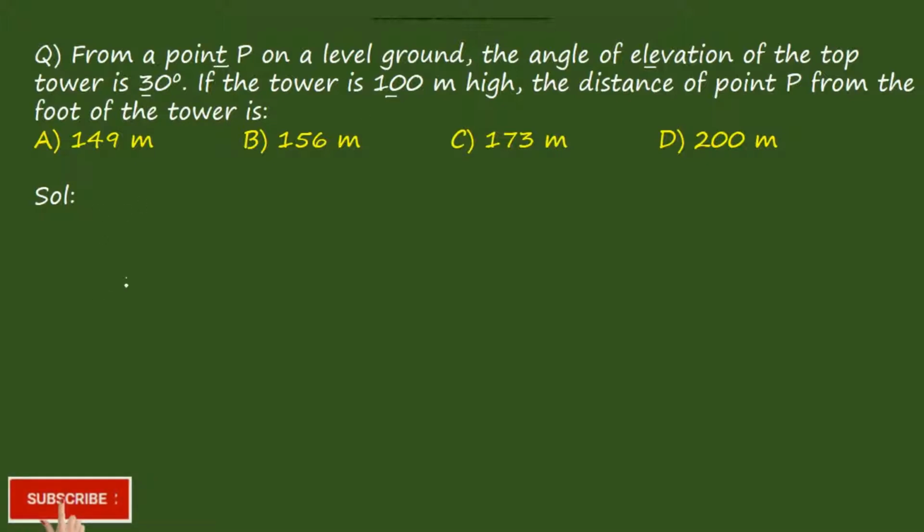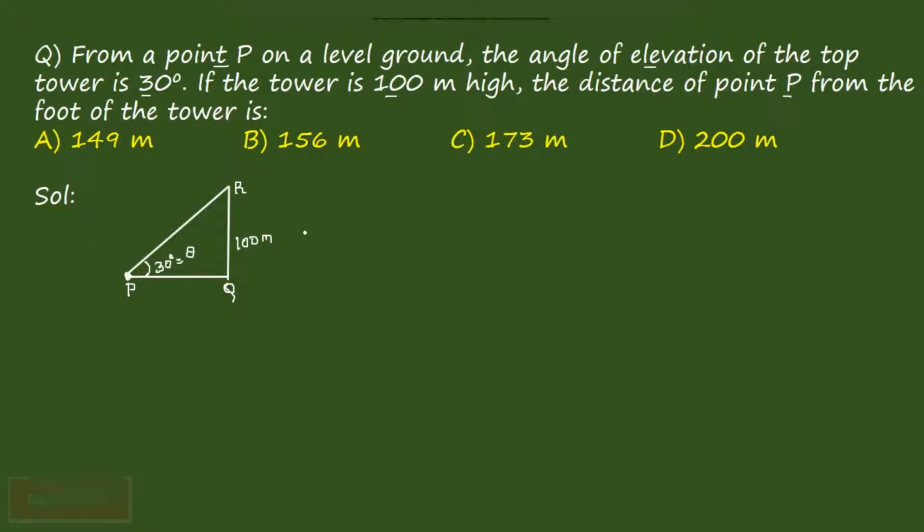If you consider point P here, and we will consider a tower of 100 meters. It is forming an angle of elevation, right? Consider this one as a base. Then the angle is 30 degrees, it is said. Now we have to find the distance of point P from the tower. If you consider this point as Q and this one as R, the angle is theta. Then from this you have to find the distance PQ. If you consider this as X, you have to find the value of X.